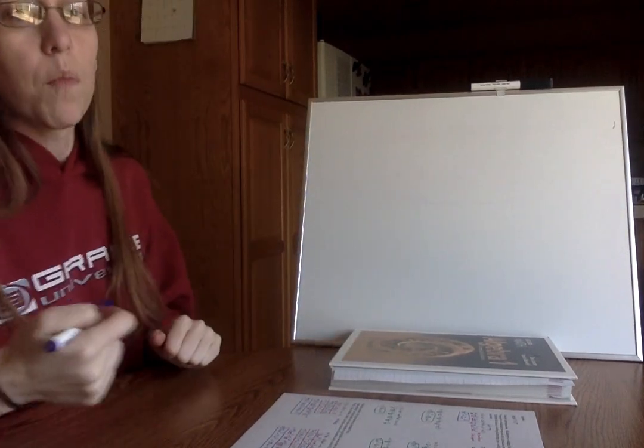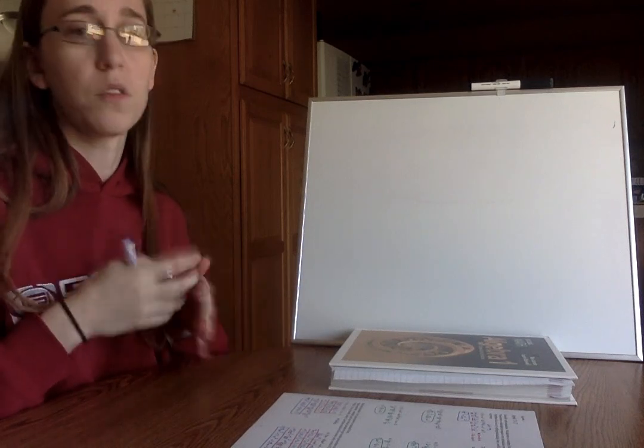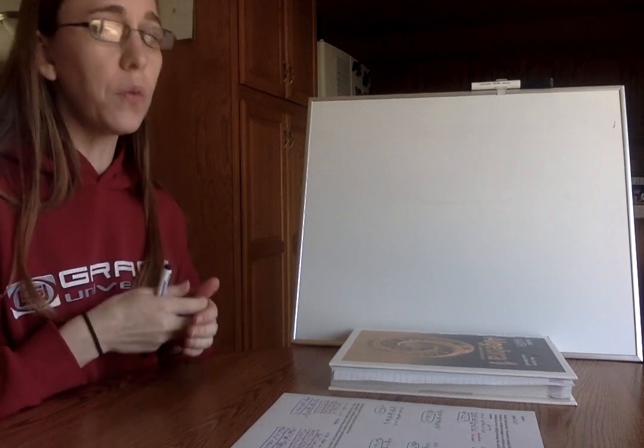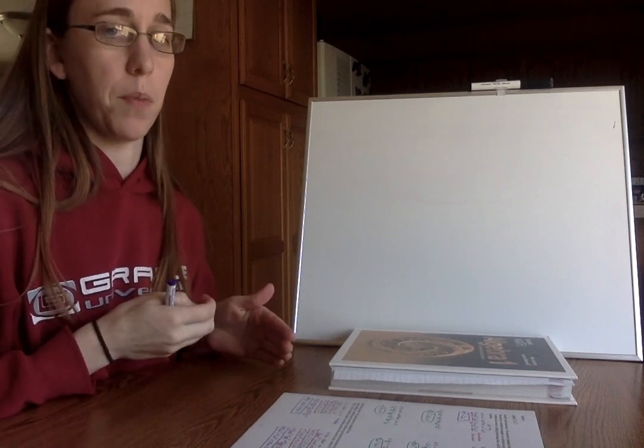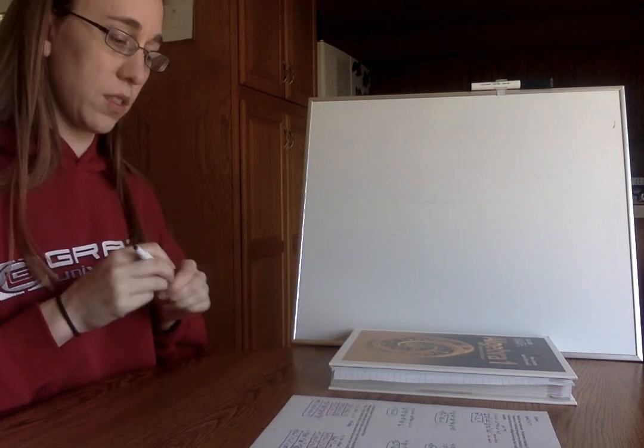When we work on multiplying polynomials, there's two methods. There's the table method. Table method works for every single polynomial: binomials, trinomials, 4 terms, 5 terms, anything. The other method is FOIL. That only works if you have a binomial times a binomial. So let's look at the table method first because it always works.